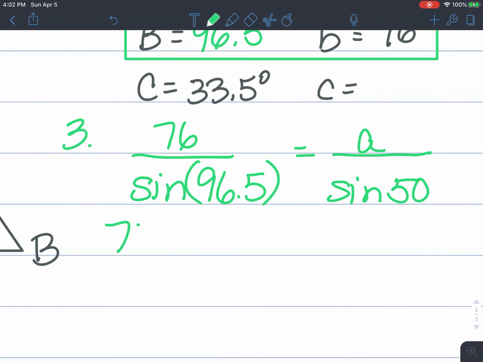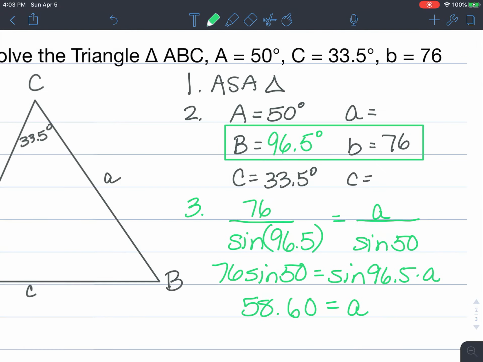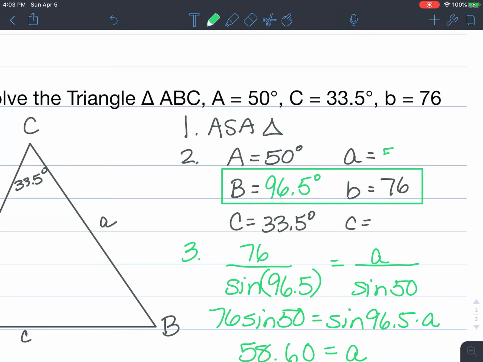Okay. So 76 sine 50 equals sine 96.5 times A. Divide both sides by sine 96.5. So 76 sine 50 divided by sine 96.5. And we get 58 point, no, that's a 60 actually, equals A. And let's go put that in our list here.